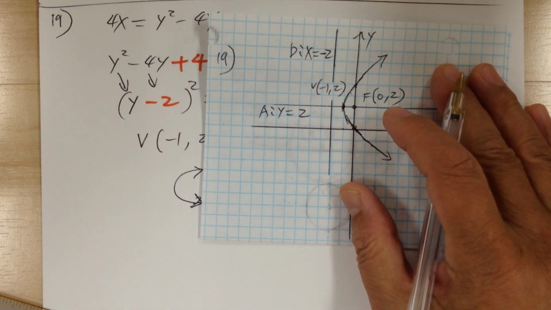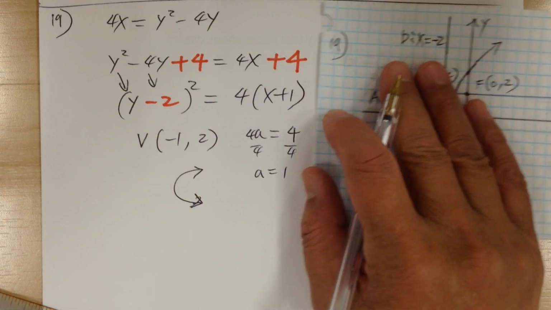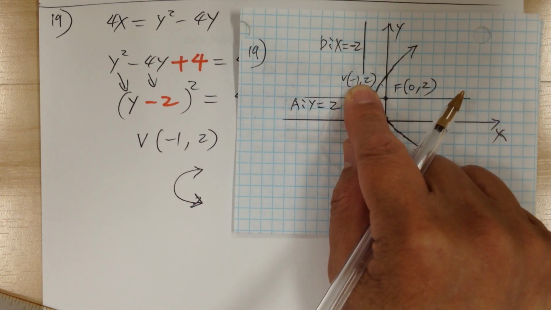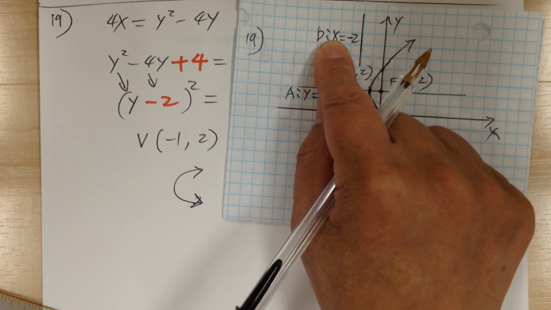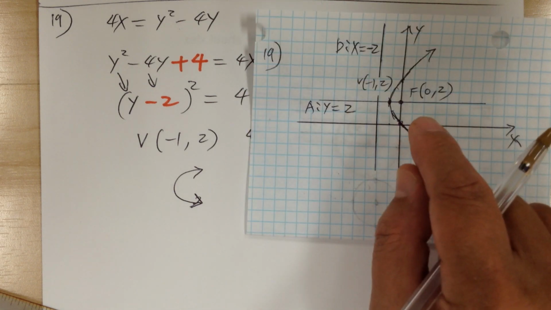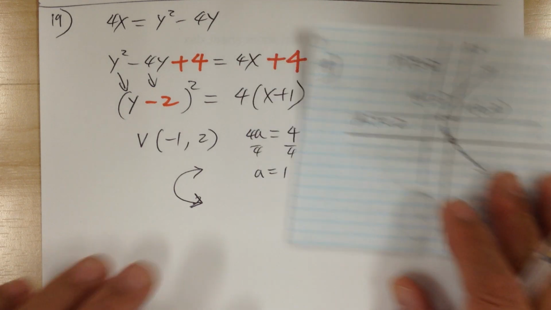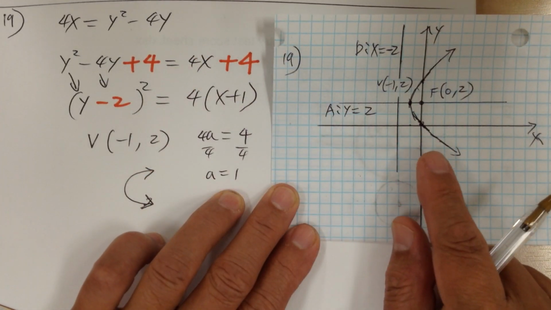Okay, let's go down the list to make sure we got everything. So first he asked for the vertex, so we got that. Next, focus, got that. Directrix, okay, got that. Axis of symmetry, got that. And graph the parabola, okay, did that. And that's it. Okay. So here is all your information, and here is your graph.